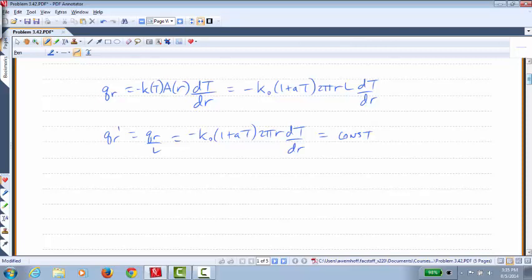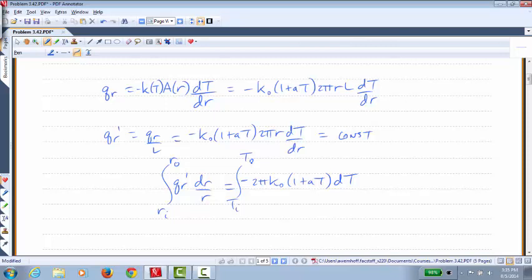So let's move all the R's to the left side, and in doing so we get QR prime times dR over R. Then on the right side we get minus 2 pi Ko times 1 plus AT times dT. And just like with the conduction analysis that we know, we're going to integrate this between the two radii, Ri and Ro, and the temperature associated with Ri is Ti, and the temperature associated with Ro is To.